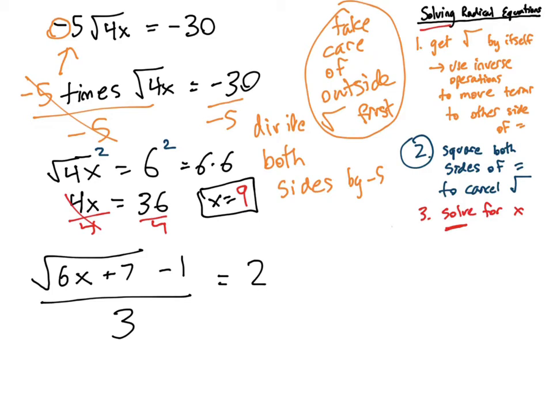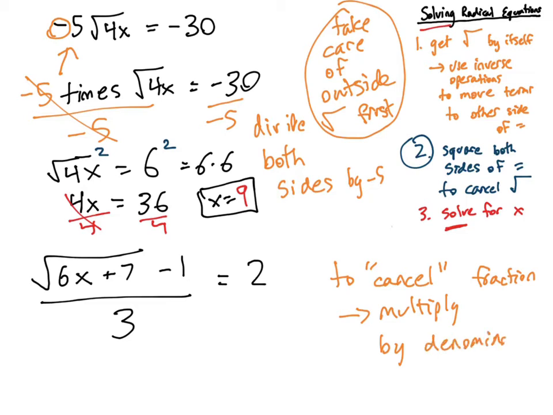In this next example, we can see that we have a fraction on the side of our equal sign that has the radical. So first thing we should do is figure out how we can get rid of that fraction. Well, if we want to cancel out a fraction, we can remember that a fraction just means division. So we can multiply both sides by the denominator of our fraction.